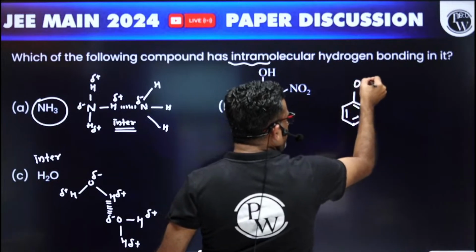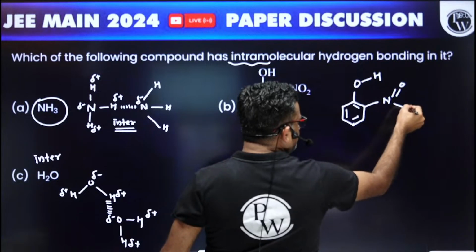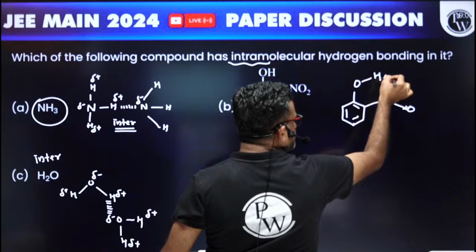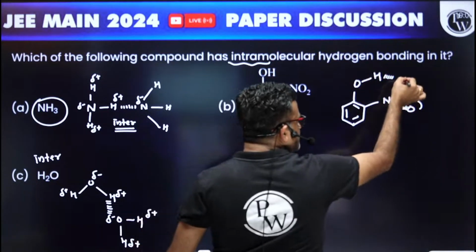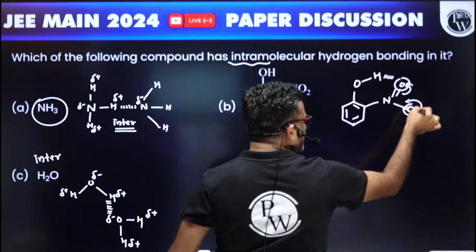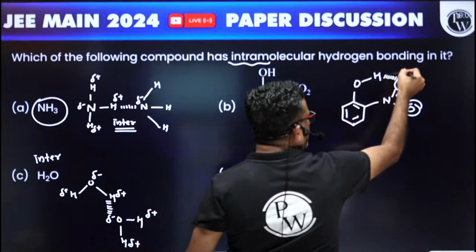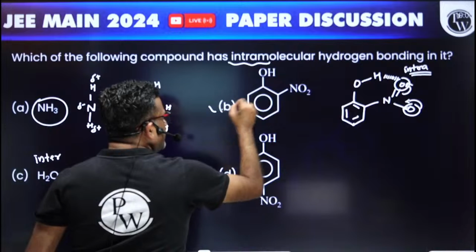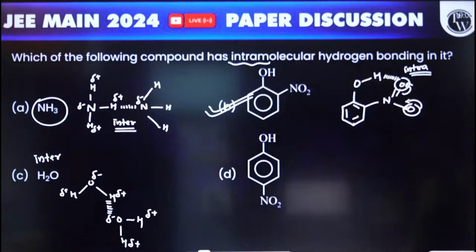Within the same molecule, the H of the OH would interact with oxygen. And these are resonance stabilized. There is a negative charge on the oxygen and that would attract this hydrogen. So within the molecule there is a hydrogen bonding, which is called intramolecular hydrogen bonding. So intramolecular hydrogen bonding is present in option B. Got it?